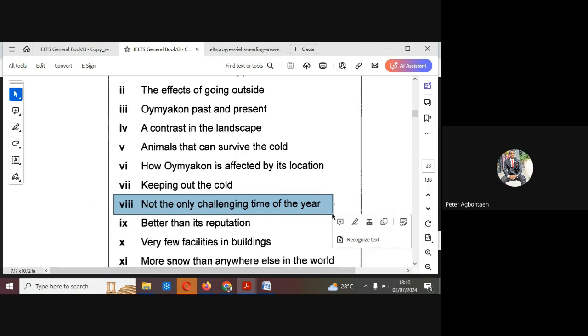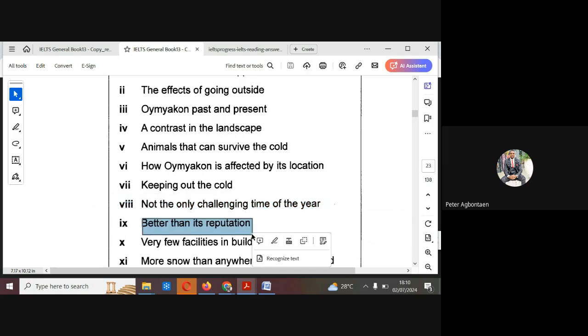Okay, now the next one says better than its reputation. So this one simply means that Oyemakon is better than its reputation. And what is the meaning of reputation? It means what people think about you and what people feel about you. So that is your reputation.